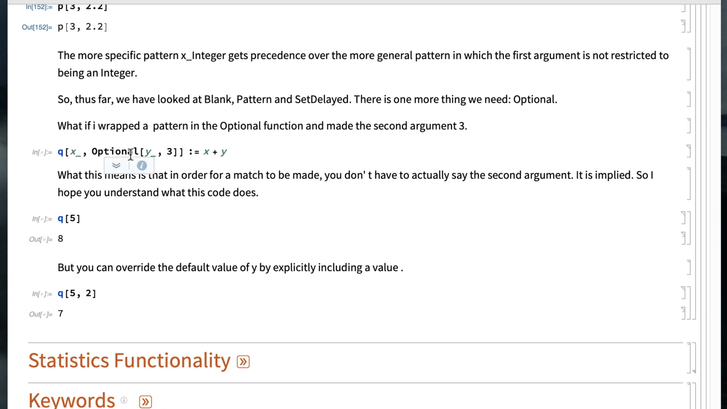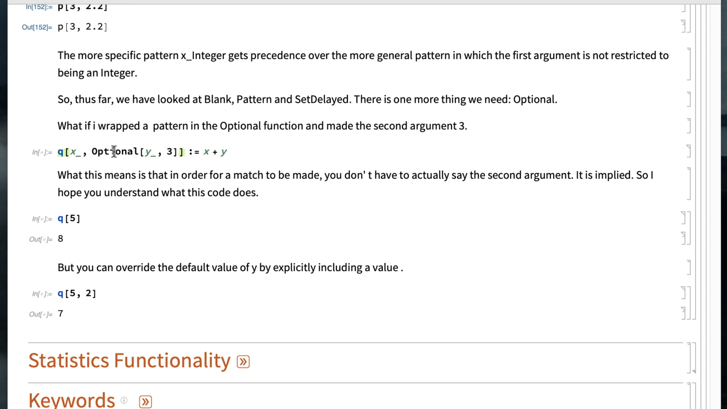Okay. One more thing which is optional. Sometimes you want a function that takes one argument but has the potential of taking more. And you want to give a default value. Usually y is going to be 3, and so you don't want to make the user write it out all the time. So what you do is you just wrap it up in optional. And you say, here's the pattern that I want you to match on, and here's the default value if you don't see it. So this is saying q of x is x plus y, and in general, y is 3.